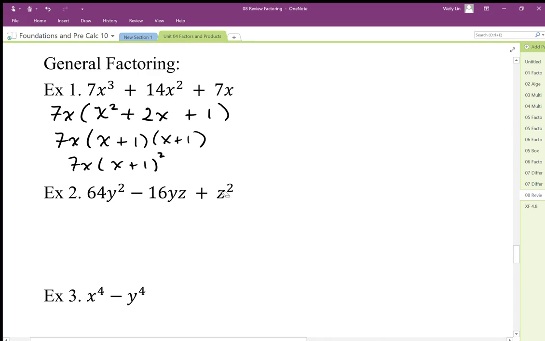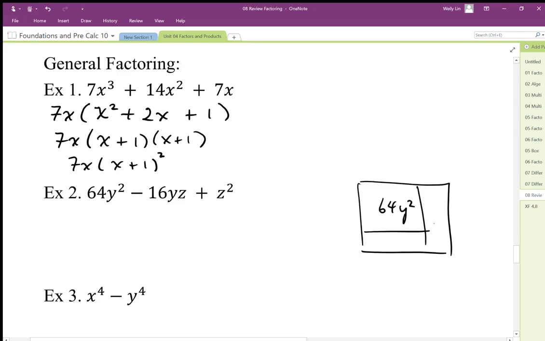So here we have to check for greatest common factor. Well, there's no greatest common factor here. This one looks a little bit hard to do because we have a leading coefficient of 64. So this could be a problem. We could do our box here and say we have 64y squared and a z squared here. But since the z squared and y squared are symmetrical anyways, I could just rewrite it like this.